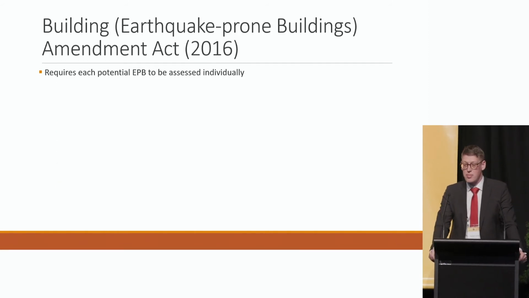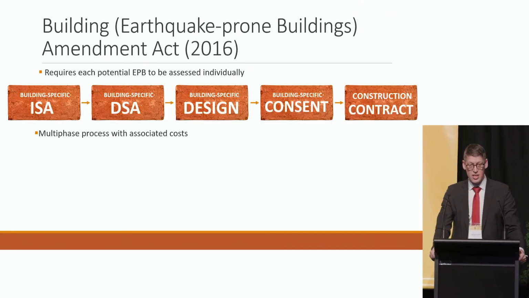The way we manage those buildings in the New Zealand context is through the Earthquake-Prone Buildings Amendment Act. What we ask owners of buildings to do is manage each of their buildings individually. There's a multi-phase process through which they do that, which involves an initial assessment and some more detailed assessment. It involves a design in multiple phases, often involving different professionals. Then there's a consenting phase, and all that has to happen before a construction contract can be let.